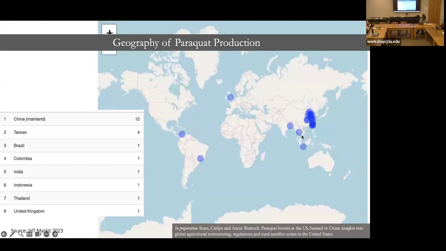The geography of paraquat production has shifted pretty dramatically too. You can see it's highly concentrated in mainland China. Of all the places where it's manufactured, only India, Indonesia, and Colombia is it legal. Again, this is from private industry data our team was able to purchase with an academic license. Paraquat was originally produced in Switzerland. We used to produce it in the United States up until about 20 years ago. This shift has been relatively recent.